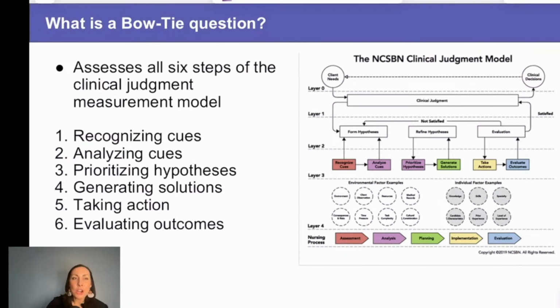So the first thing to know before we get started on the bow tie question is I want to show you this important information about these next-gen style questions. Bow tie questions are one of those next-gen style questions. So clinical judgment is really important, and the new next-gen NCLEX that we've been working on for the last couple years measures clinical judgment, and it's broken down into these 6 steps that you see here. We have recognizing cues, analyzing cues, prioritizing hypotheses, taking action, and evaluating outcomes. And I know this might not make a whole lot of sense, but we're going to use these steps as we break down our NCLEX question, our bow tie question.